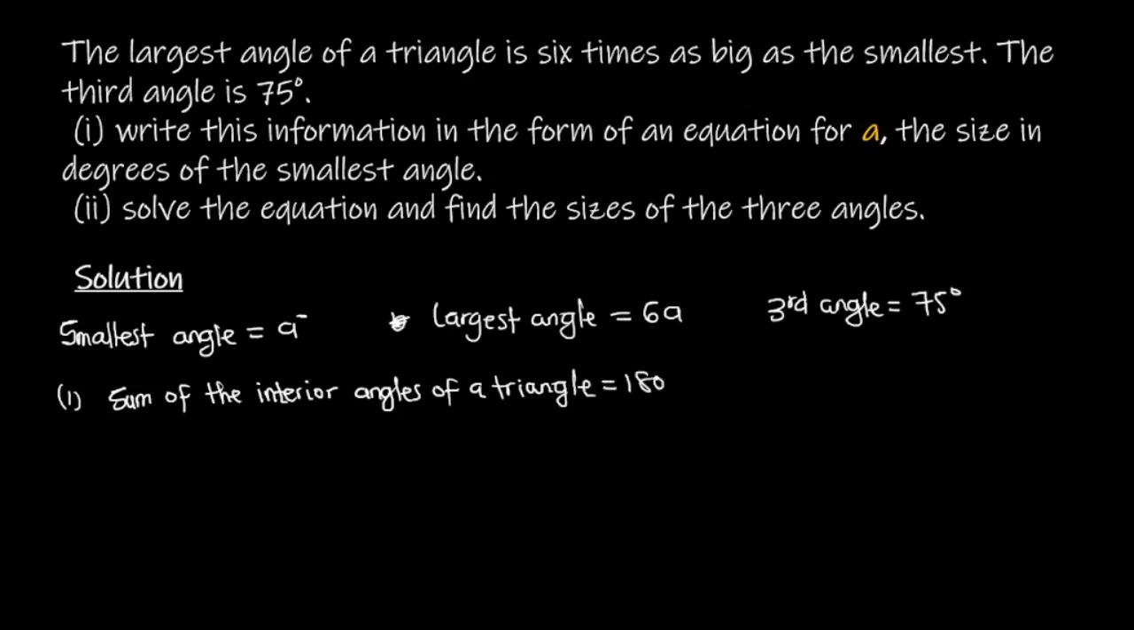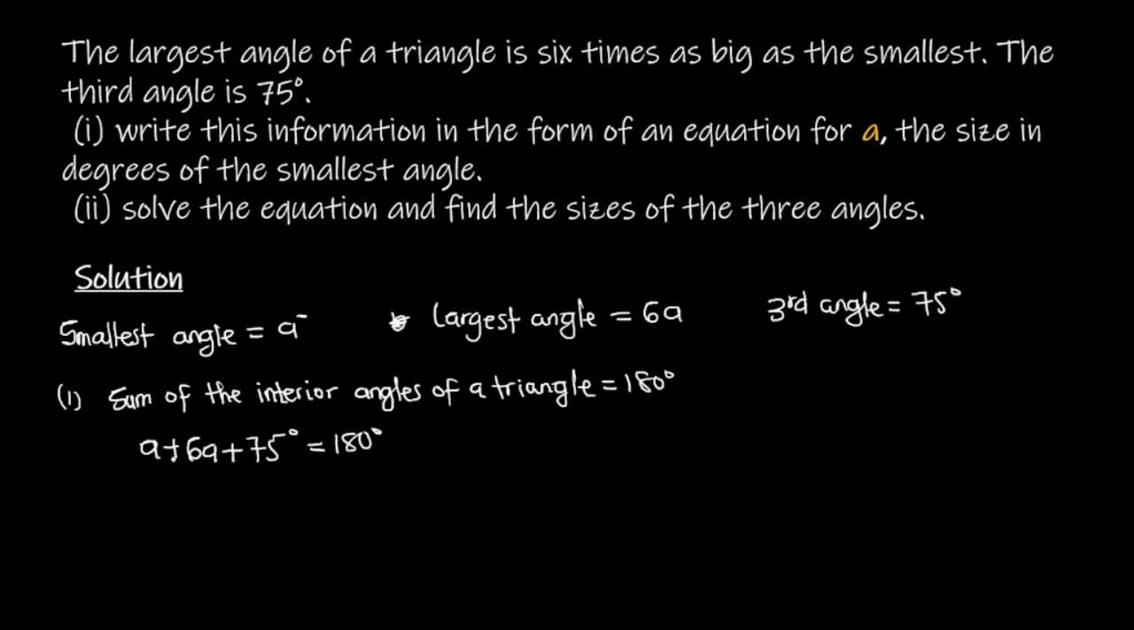equals 180 degrees. So what it means is that if we add the smallest angle A plus the largest angle 6A plus the third angle 75 degrees, we are going to get a total of 180 degrees. So this becomes our equation. Now let's go ahead and solve this equation to find the value of A and then find all the angles.